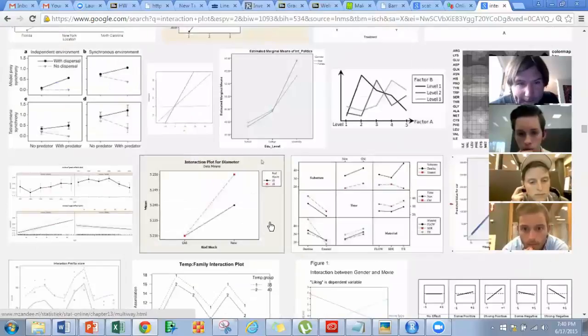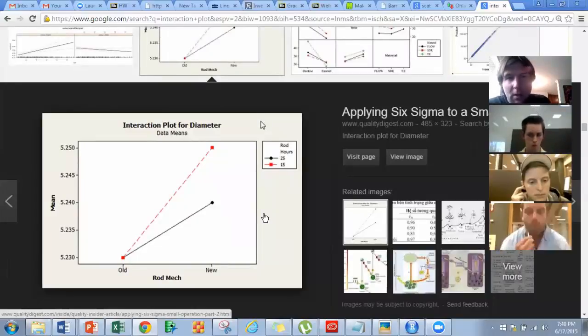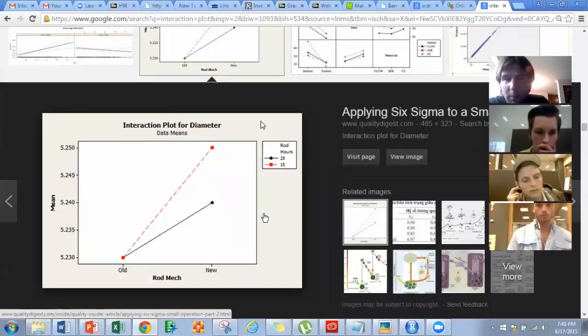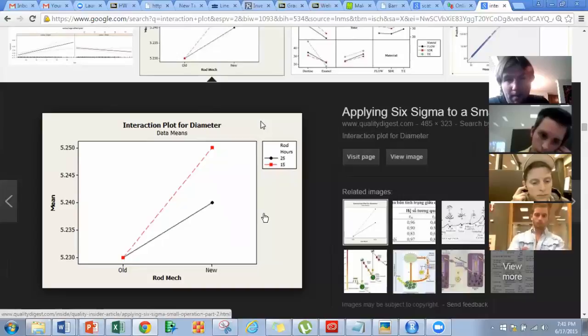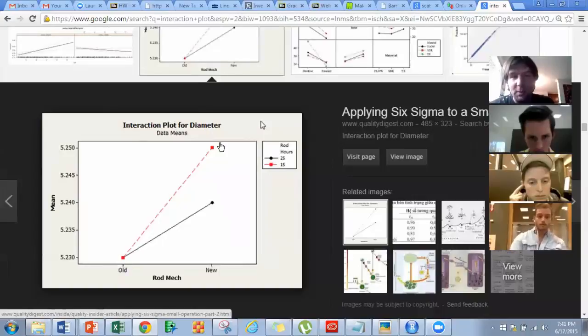This one's a little bit old versus new, and then rod hours. But if you notice, when is the slope bigger? When the rod hours is what? When it's old? When the rod hours is right here, the slope. The whatever 50 is. Yeah. 15 hours. The line for 15 when it goes from old to new has a bigger slope.